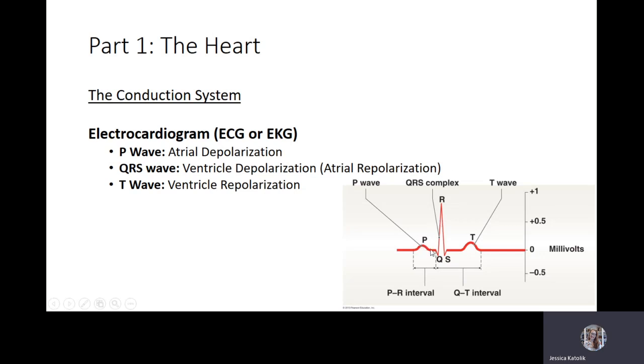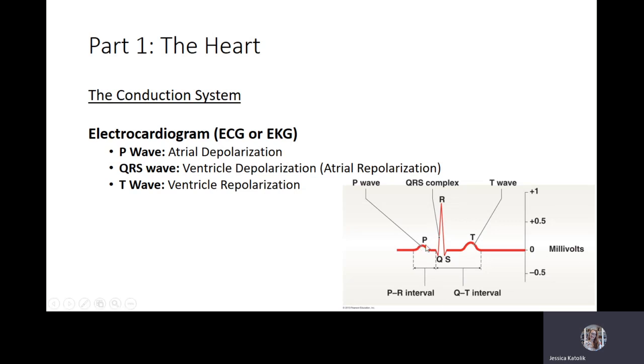So the P wave represents the atrial depolarization. It essentially represents when the electrical impulse is going through the atria and making the atria positively charged. So this is when the electrical impulse is going through the atria. The QRS is representing when the electrical impulse is traveling through the ventricles and making the ventricles positively charged. Also, during this time, the atria are going back to normal. They're going to repolarize and go back to being negatively charged.